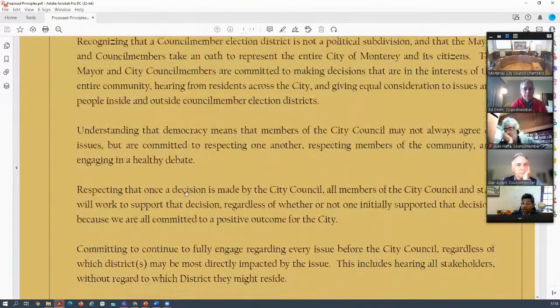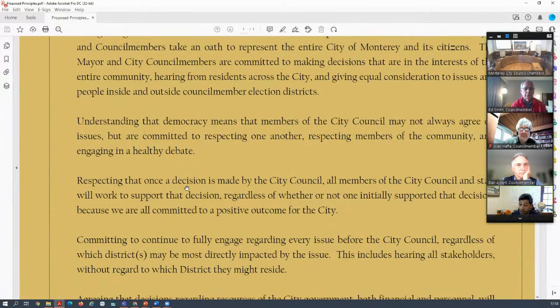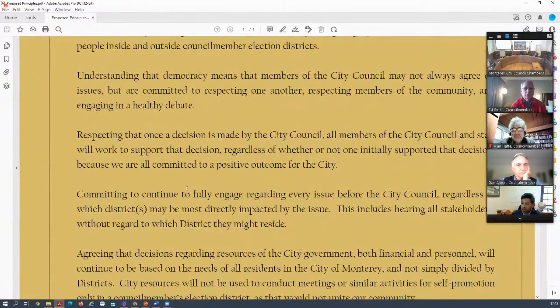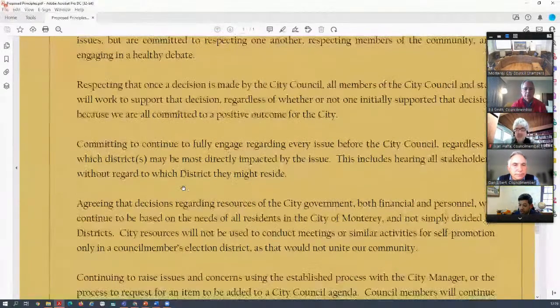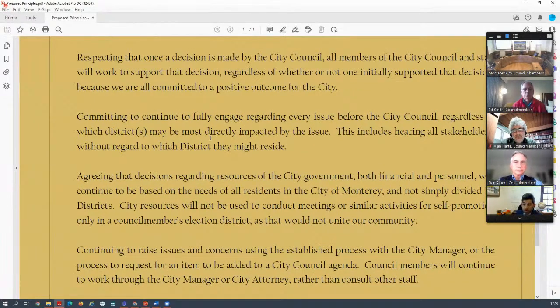Also, understanding that democracy means that members of the council may not always agree on issues, but are committed to respecting one another, respecting members of the community, and engaging in healthy debate, as we've discussed and has been brought up tonight. Respecting that once a decision is made by council, all members of the council and staff will work to support that decision, regardless of whether or not one initially supported it, because we're all committed to a positive outcome for the city. Also committing to continue to fully engage regarding every issue, regardless of which districts may be most directly impacted by that issue. This includes hearing all stakeholders without regard to which district they might reside in.